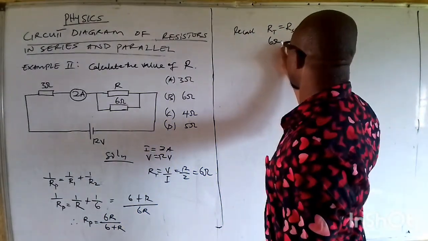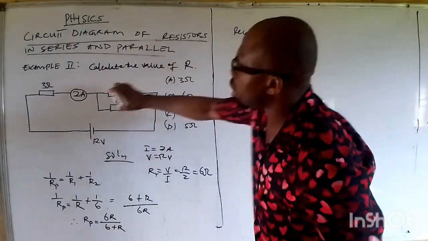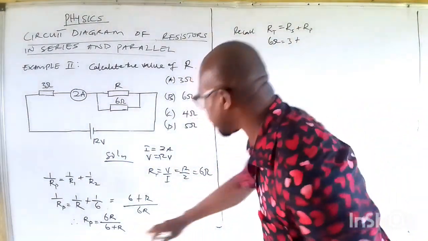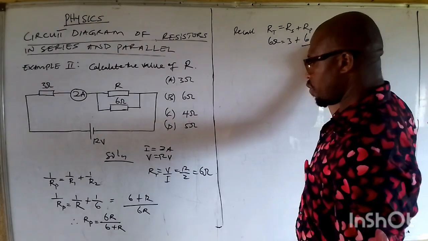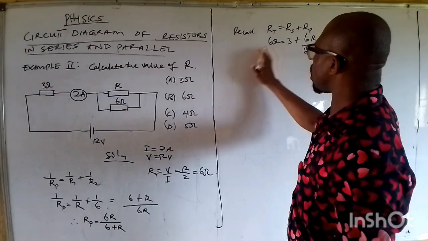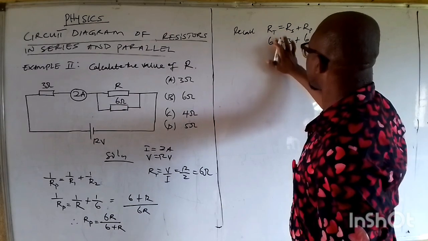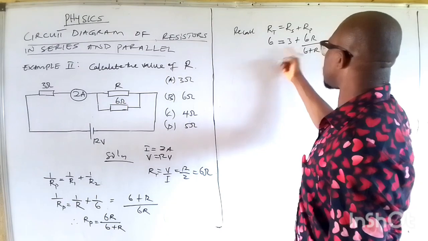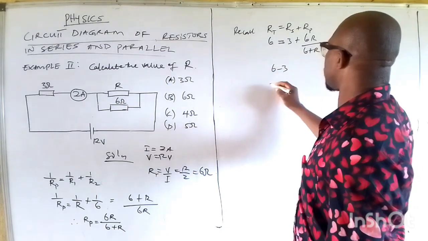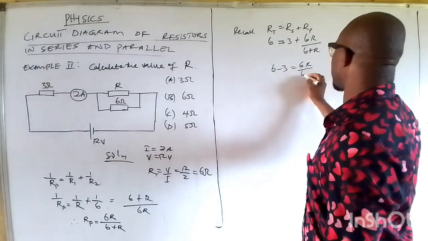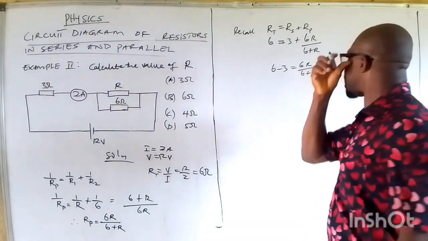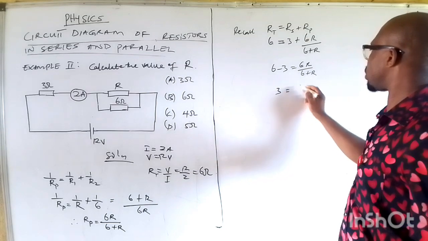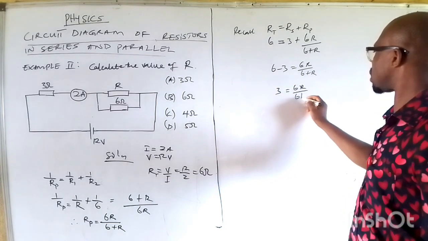6 ohms is equal to the one in series 3 plus the one in parallel, which is 6R all over 6 plus R, as usual. So, sorry, this is 6 here. As usual, collect like terms. 3 will come over, it becomes 6 minus 3, which will give us 3 equals 6R all over 6 plus R.